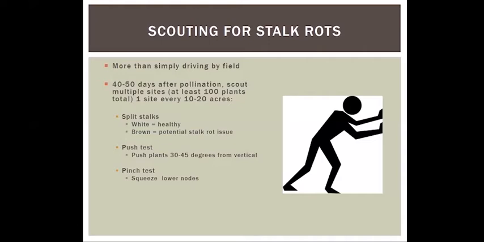And what you can do there, you can do 3 different things. You can split the stalks with a knife, and then look at the stalks from the base of the soil up through the first 3-4 nodes above the ground, and look for the quality of the tissue. It can be healthy. If it's brown, maybe you've got a stalk rot issue. That one's a little more involved.